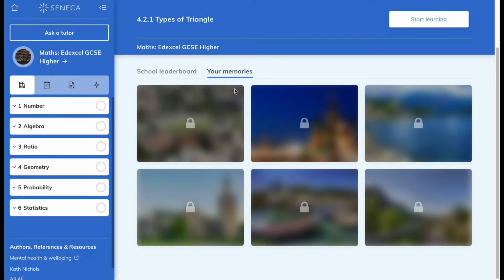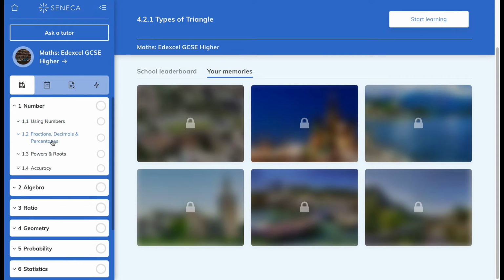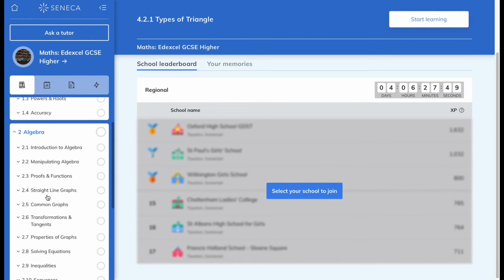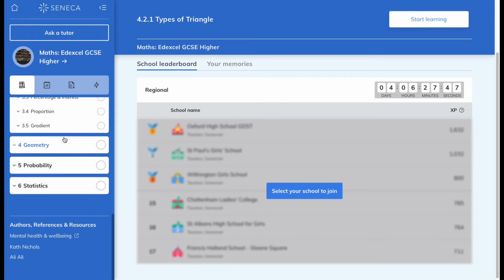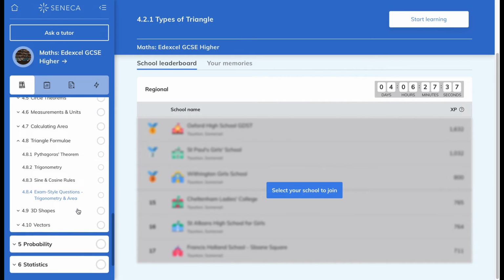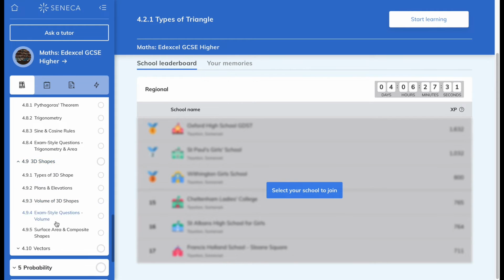So it's something that I recommend to a large extent. So we're going to look at one of these things. We can see here that we've got courses. We've got number: using numbers, fractions, decimals, percentages. This whole lot, literally the whole lot. And we can go to one thing, like if you're looking at triangular formulae, you can look at Pythagoras' theorem, trigonometry, sine and cosine rules, trigonometry and area, and the key segment, exam style questions. So it's a very, very interesting topic, this one.